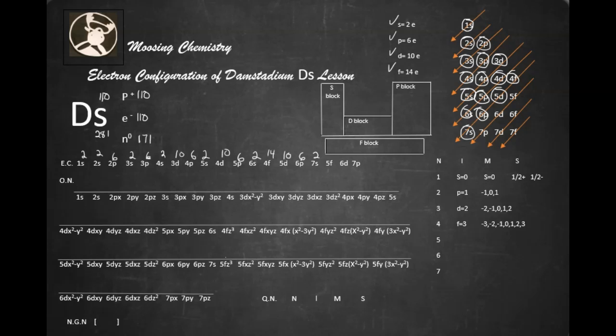Oh, whoa, wait a minute. You know what? This is going to be an exception. It's going to violate the Madelung energy rule. So this is actually going to be 7s1. And this is going to be 5f14. And we're going to add 6d9. Don't need that 7p yet. So there you go.